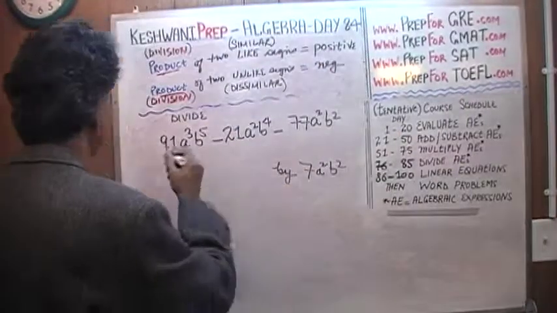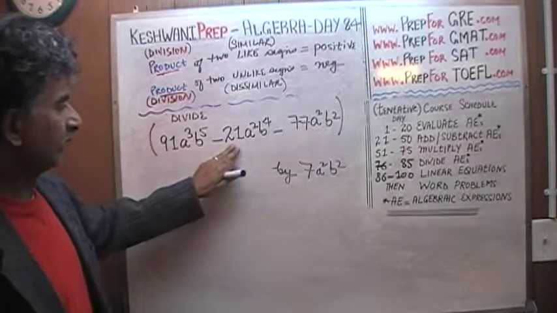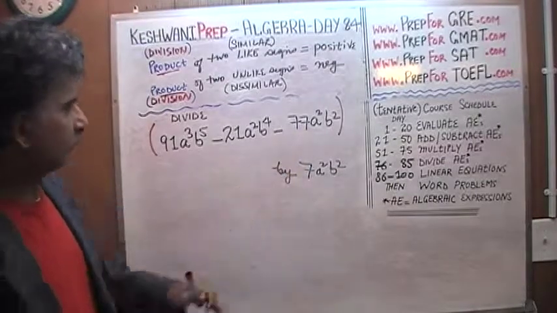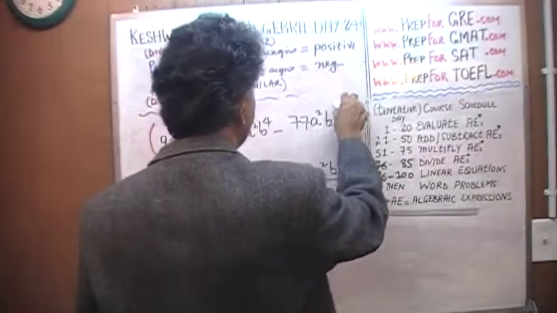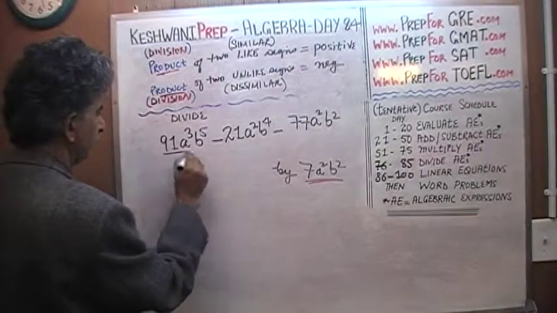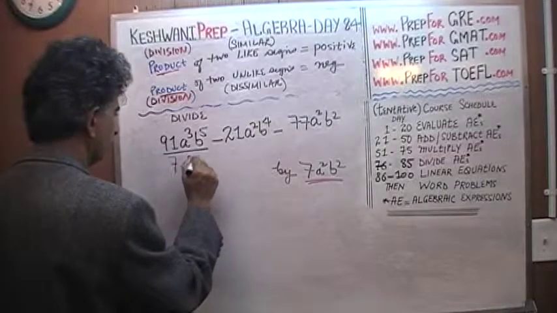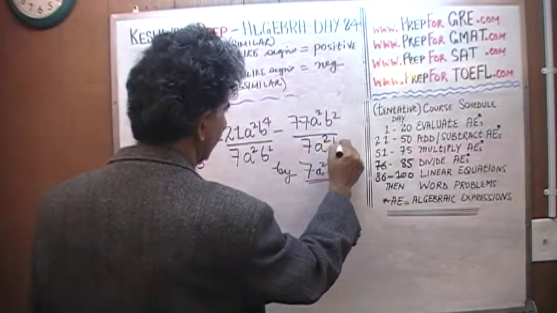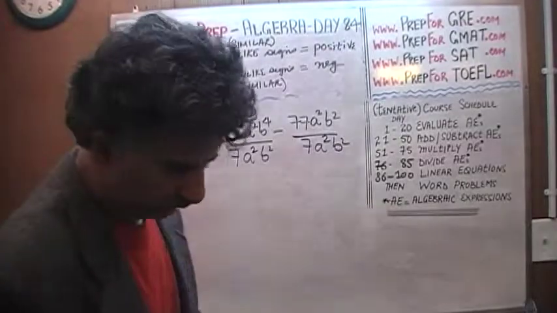So here's the expression. It has three terms: 91 a cubed b to the fifth, minus 21 a squared b to the fourth, negative 77 a squared b squared. And we are asked to divide it by 7 a squared b squared. This quantity needs to be distributed across this expression, so each term goes over 7 a squared b squared. Now we have to do our work.